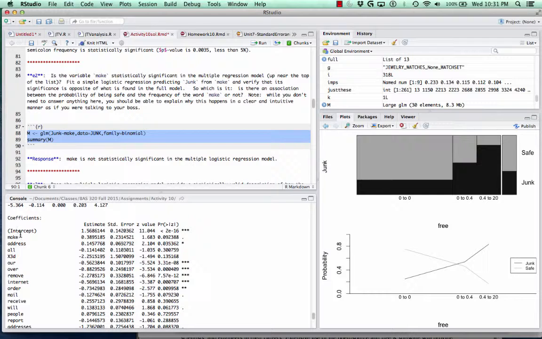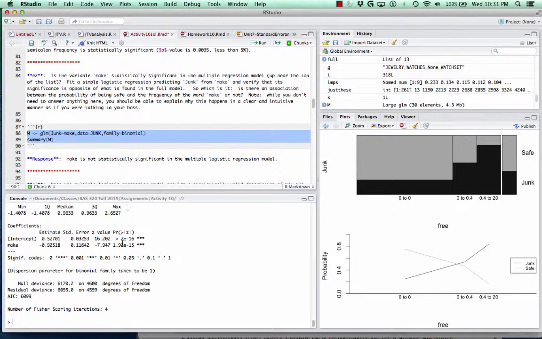What I find is that in the multiple logistic regression model, make is not statistically significant, but in a simple logistic regression model, we find that it is statistically significant. So what's the deal? Is there an association between the probability of being safe and the frequency of the word make or not? Which of these p-values do we trust? Well, we trust both of them actually. They're both correct, but they're just talking about fundamentally different things.